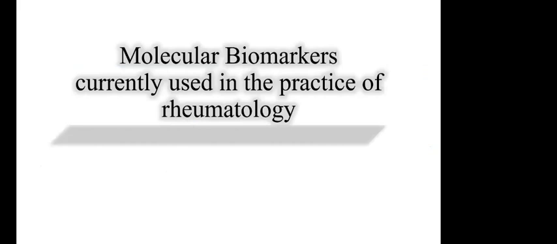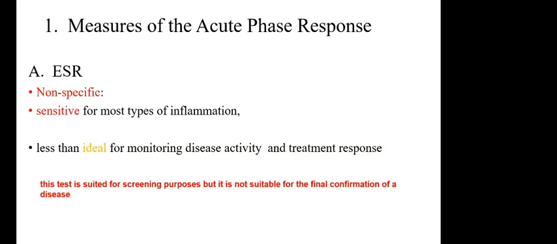In the rest of the presentation, I will go over the most commonly used rheumatological labs. The first group of molecular biomarkers is the measure of acute phase response, and it belongs to the descriptive biomarkers. The most commonly used one is the ESR. ESR is non-specific but sensitive for most types of inflammation. It doesn't say anything about what caused the inflammation, whether it's infectious, paraneoplastic, or a rheumatological cause.